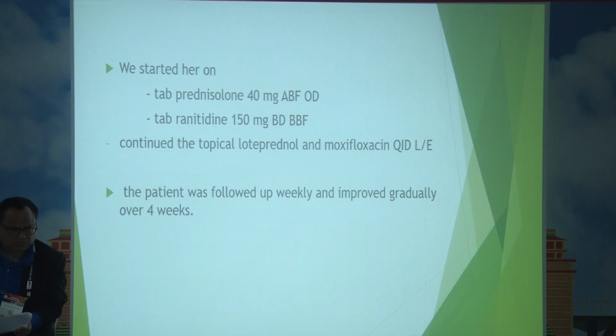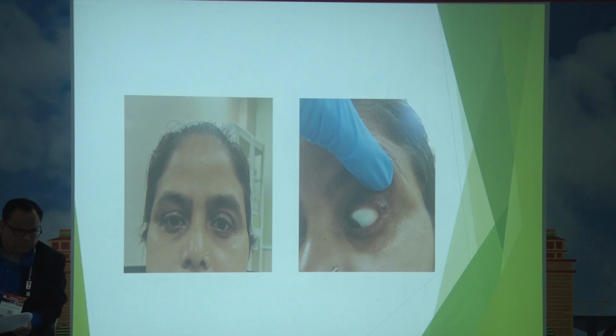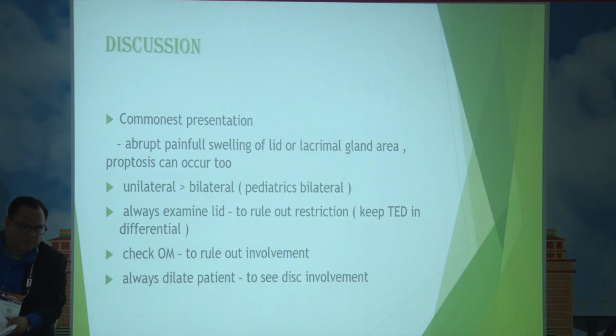So we started her on oral steroids 40 milligram, along with a PPI, and the topical treatment was continued. This is her eye 4 weeks after the treatment. The swelling completely reduced. The conjunctival congestion was gone, and she was feeling much better symptomatically. Coming on to the discussion part.